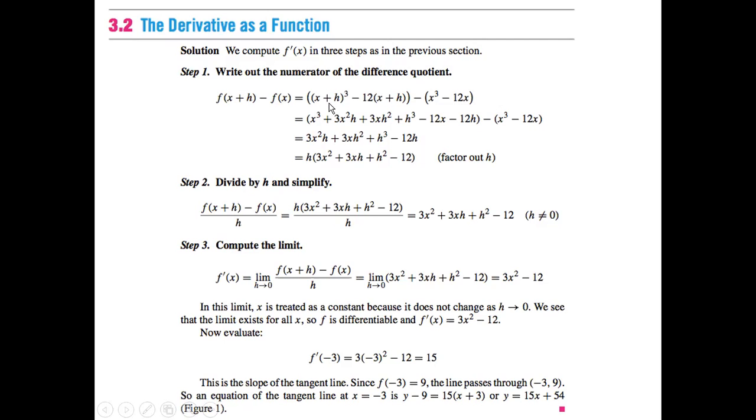So I guess maybe the hardest thing about this problem is actually computing x plus h cubed. If you're not familiar with that, this is basically the formula here on the second line. There's something called the binomial formula.